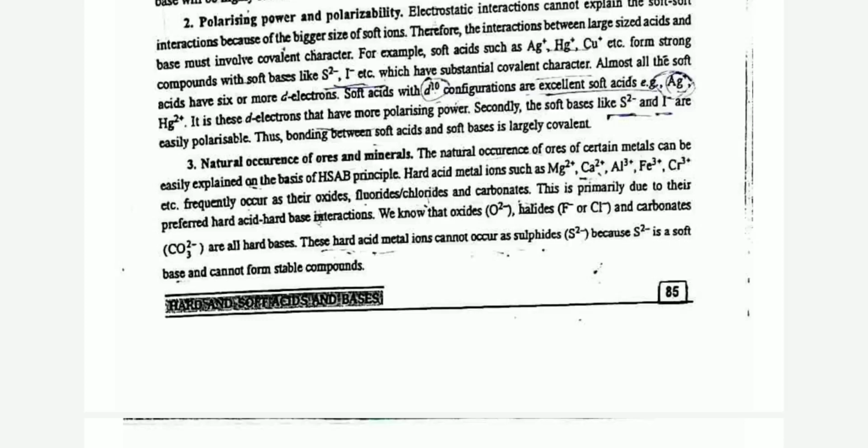Almost all the soft acids have 6 or more d electrons. Soft acids with d10 configuration are excellent soft acids. Example: Ag positive, Hg2 positive. It is these d electrons that have more polarizing power. Secondly, the soft bases like S2 negative and I negative are easily polarizable. Thus, bonding between soft acids and soft bases is largely covalent.